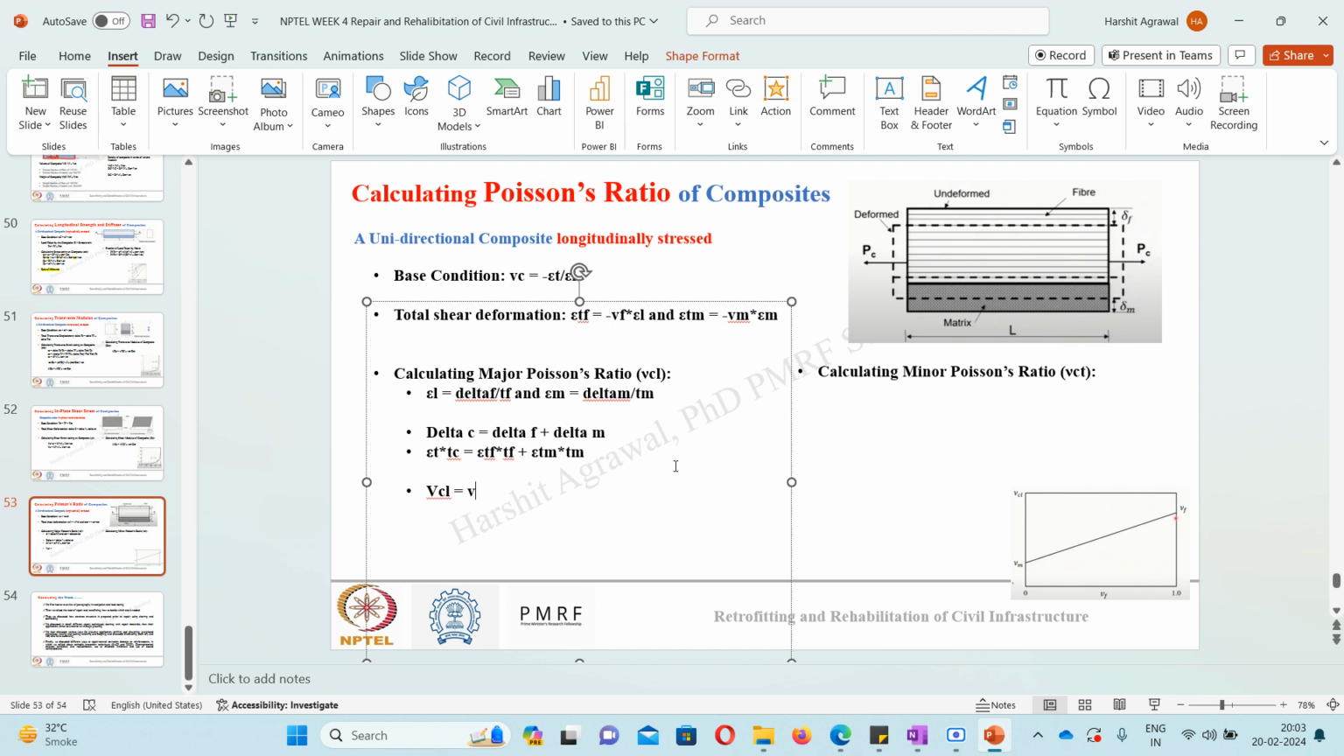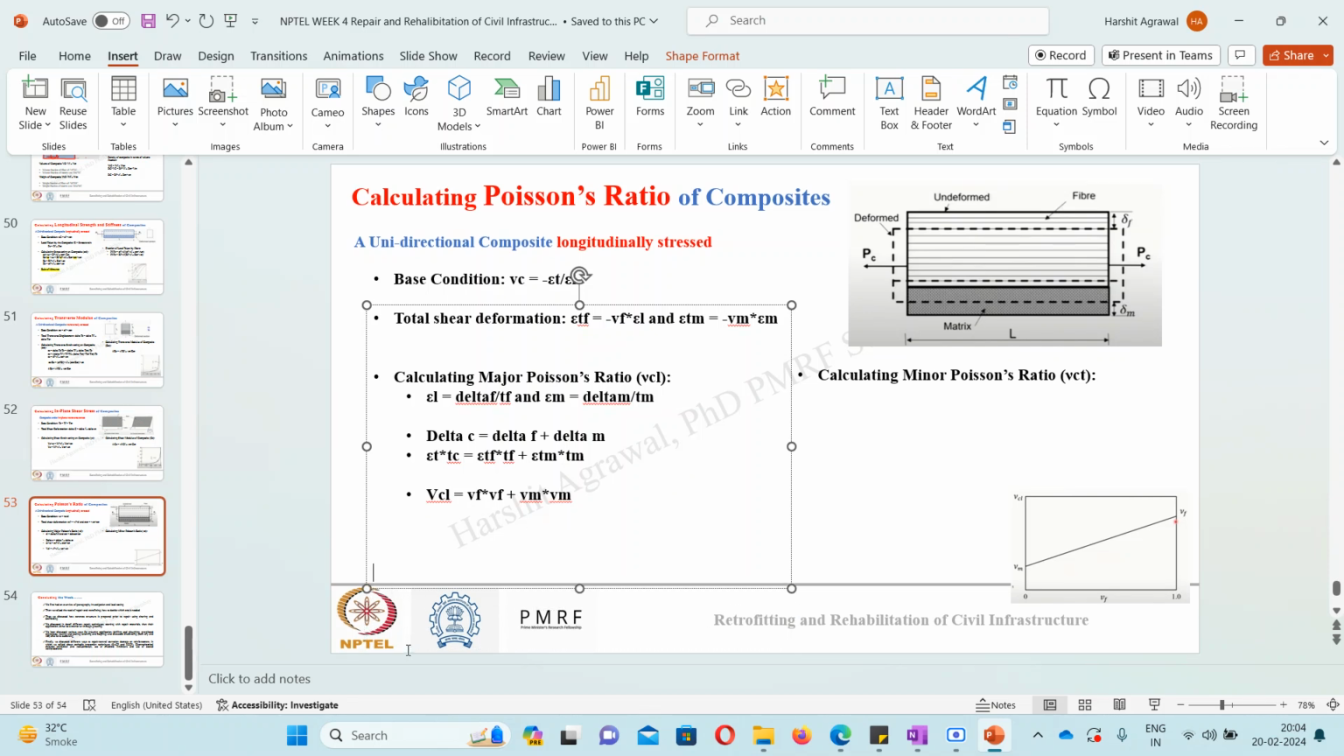It will be nothing but Poisson's ratio of fiber times the volume fraction of fiber plus Poisson's ratio of matrix times the volume fraction of matrix. So again, if I know the basic properties of matrix and I know what properties will change in what direction, I can calculate the major and the minor Poisson's ratio.